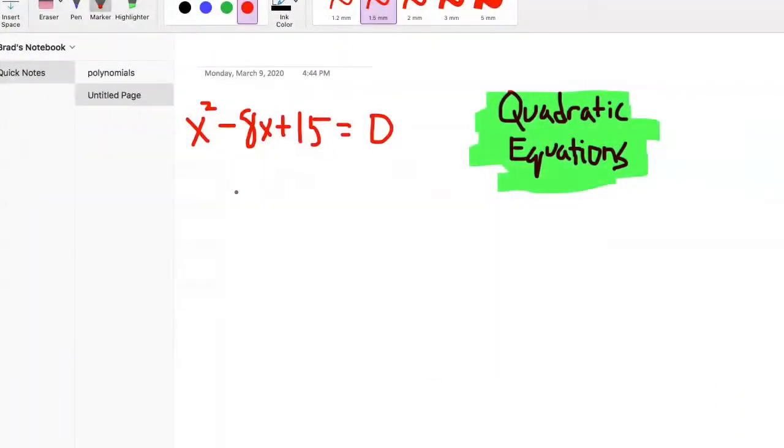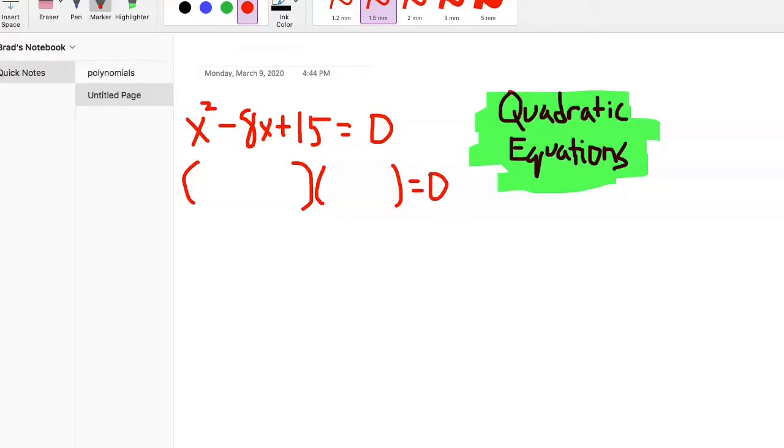All right, math people, we're doing quadratic equations today. So let's take a look at this and take our time with it. All right, so we've got x squared minus 8x plus 15 equals 0. And what we're supposed to do is have two things like this that equal 0.